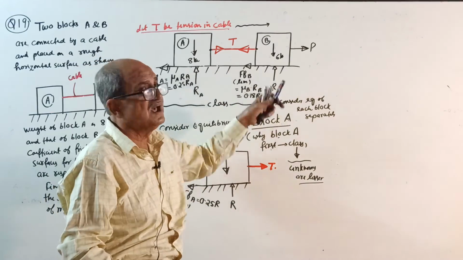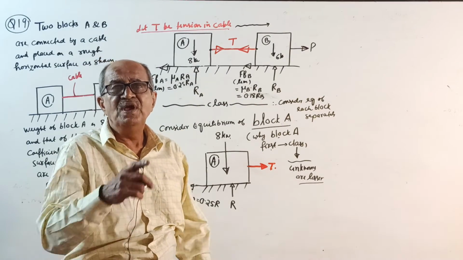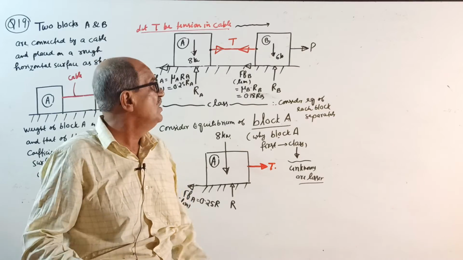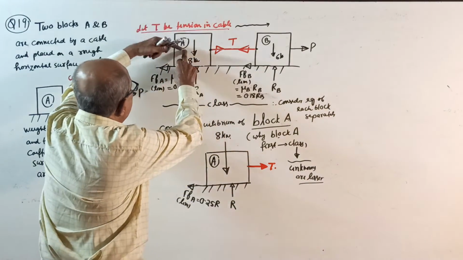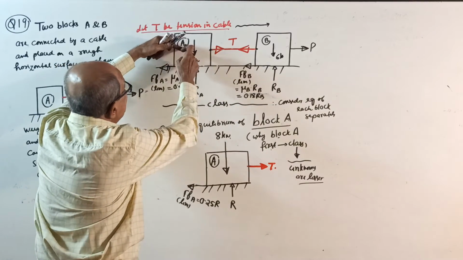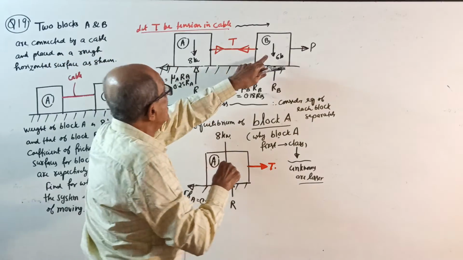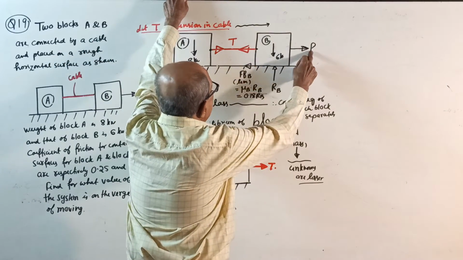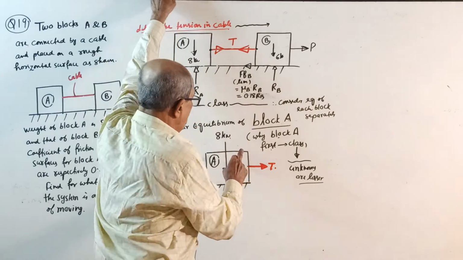Whenever 2 blocks are there and you want to consider equilibrium separately, always first consider the block for which unknowns are fewer. For block A, this is not unknown because it is in terms of RA. RA and T, 2 unknowns. For block B, if you consider first, P, T and RB. Oh no. Therefore, block A first.